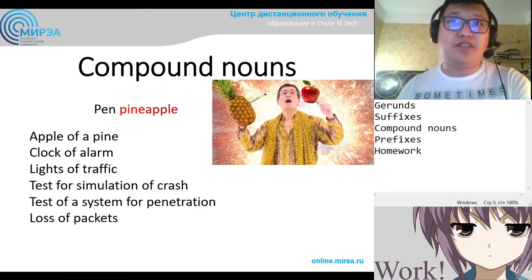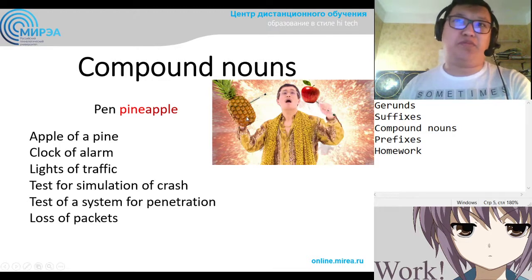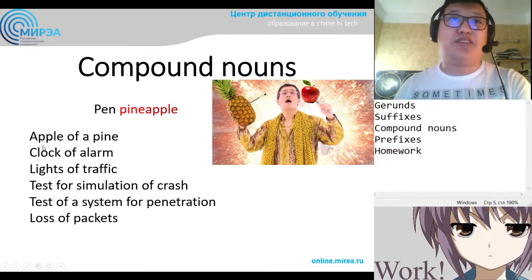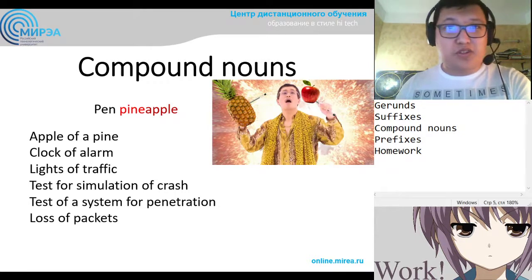Сосновое яблоко. As you can see, it looks like an apple that can come from a pine, or that looks like a pine. So an apple of a pine, pineapple. So we got lots of other compound nouns that we use, like clock of alarm. That's of course alarm clock, or traffic lights. Traffic lights. As you can see here, lights is in plural.